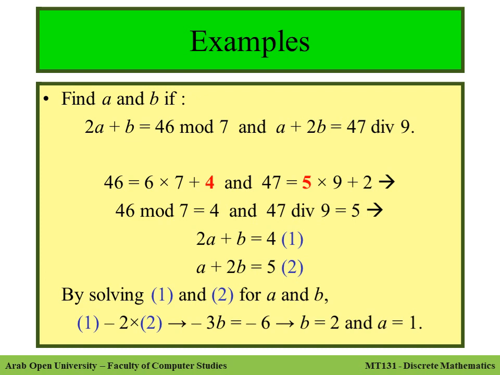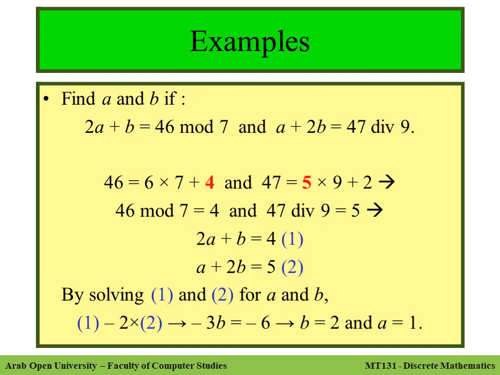What is 46 mod 7? Here we are looking for the remainder. If 46 is divided by 7, we will get 6, and the remainder is 4. So you can replace the right hand side in the first equation by 4. The first equation becomes 2a plus b equals 4. This is just replacing 46 mod 7 by 4.